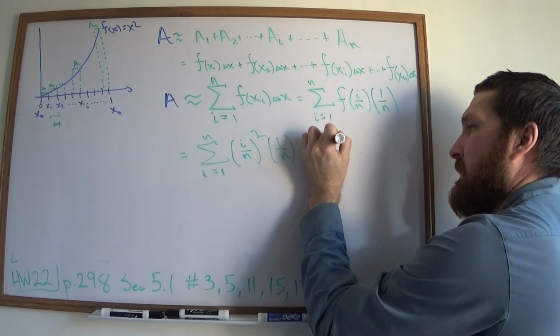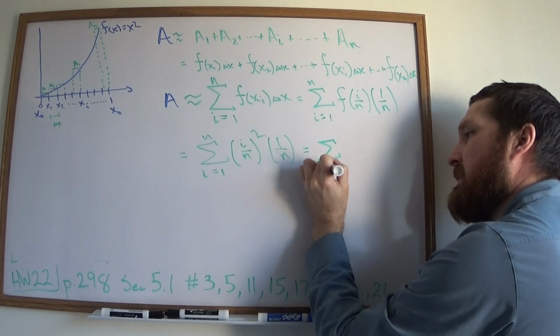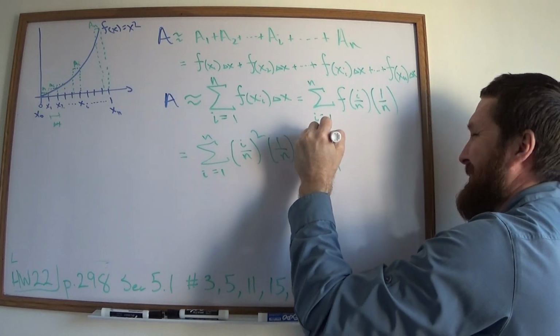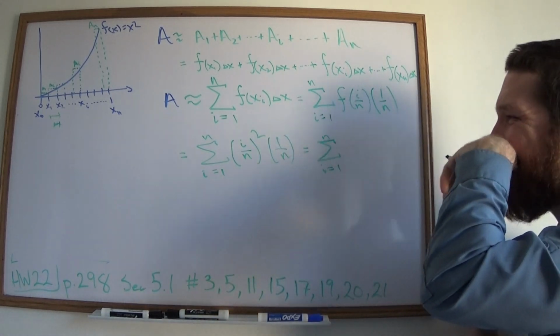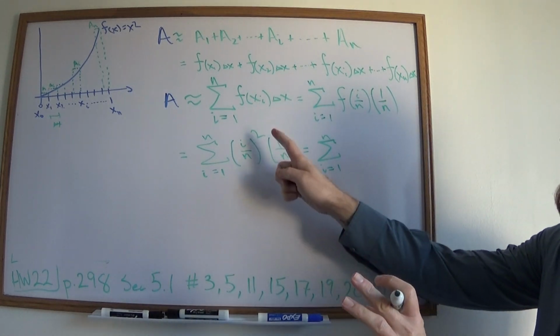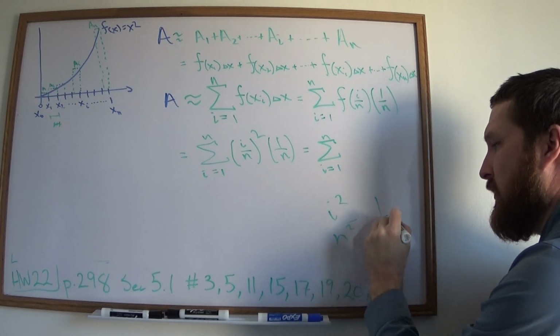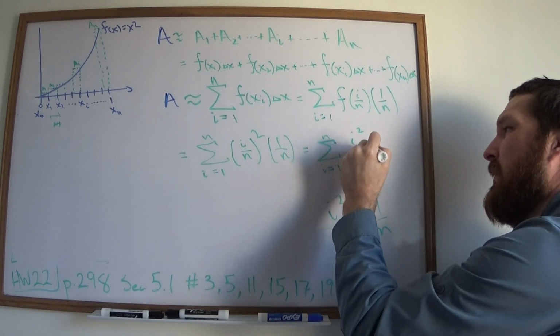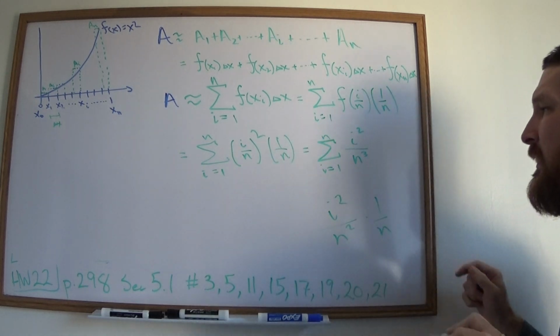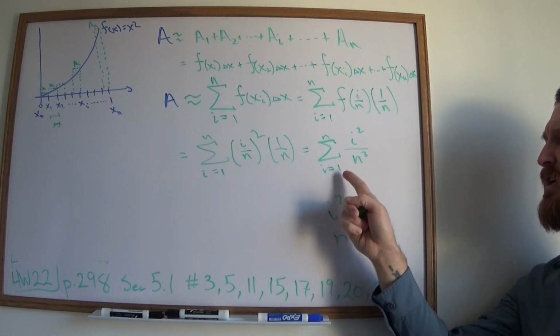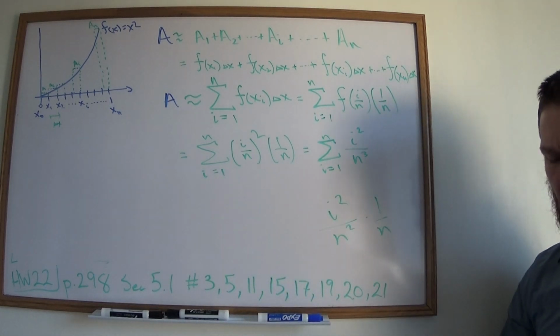Let's rewrite this a little bit. You're not doing this this time. Next time you're going to do this so many times it's going to make you sick. But here we go. That's i squared over n squared times 1 over n. So that's the same thing as i squared over n cubed. Now does n change as we change i? No. It's always whatever it is.